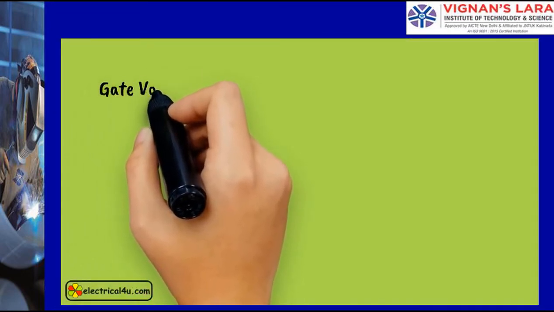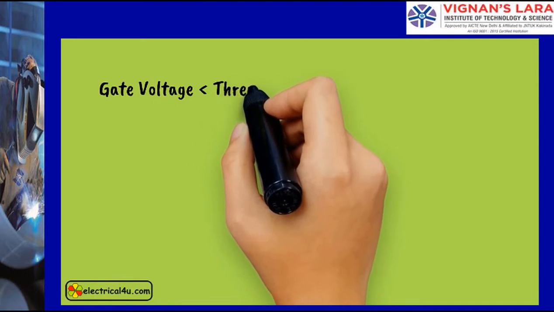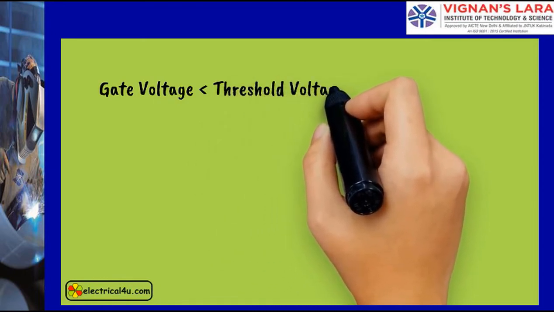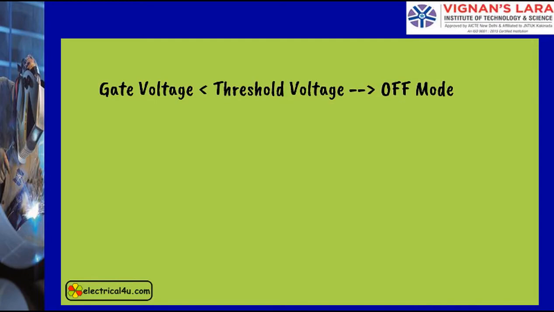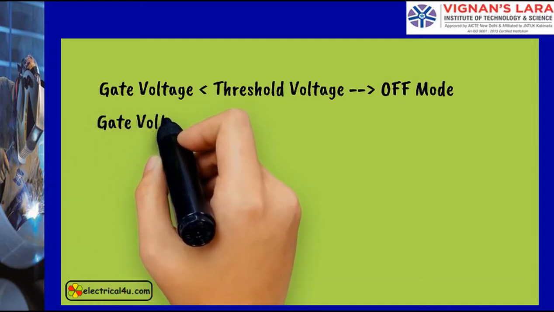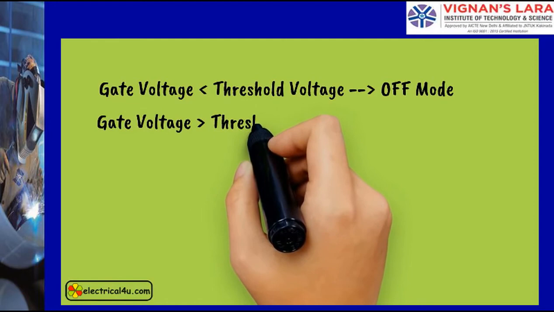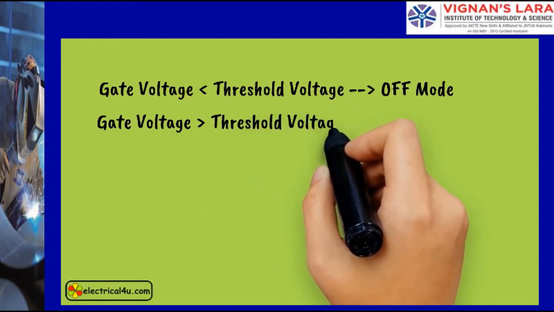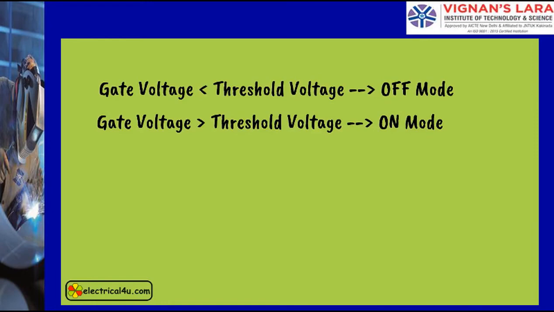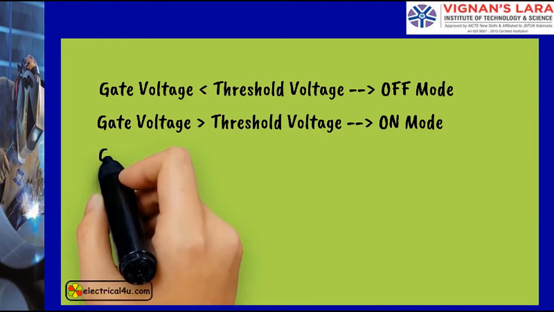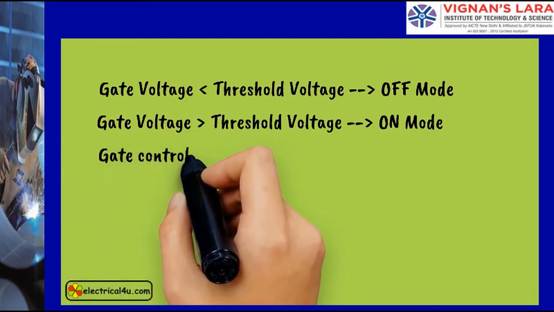So, below threshold voltage, the device will behave as non-conducting or in off mode. And for gate voltage greater than the threshold value, the device will be in conducting or on mode. So this type of MOSFET is suitably used as a gate control switching device.